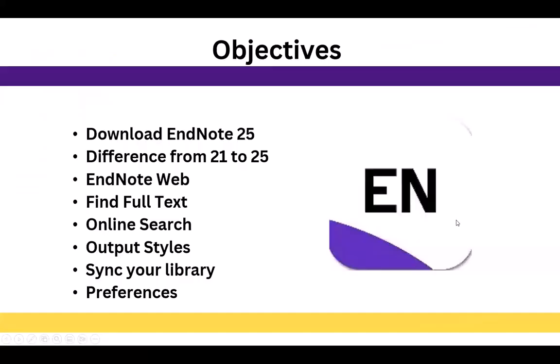So what are today's objectives? Talk about how to find and download EndNote, the difference between versions from 21 to 25, which many people may use interchangeably, EndNote Web, how to find full text, the online search feature, output styles, and if we have time, syncing and desyncing your library, as well as additional preference settings.